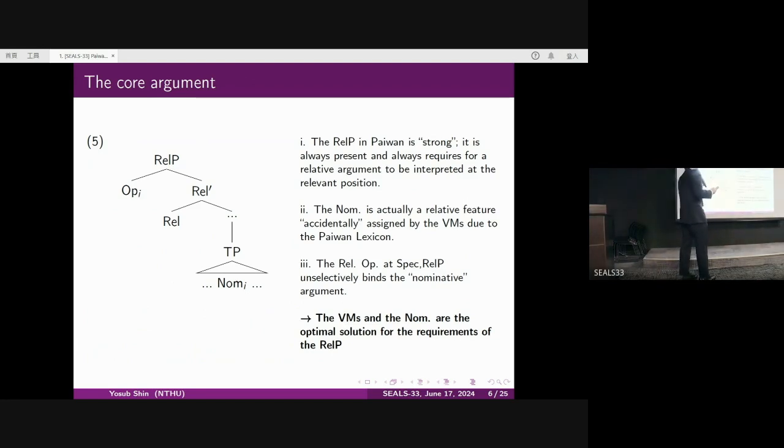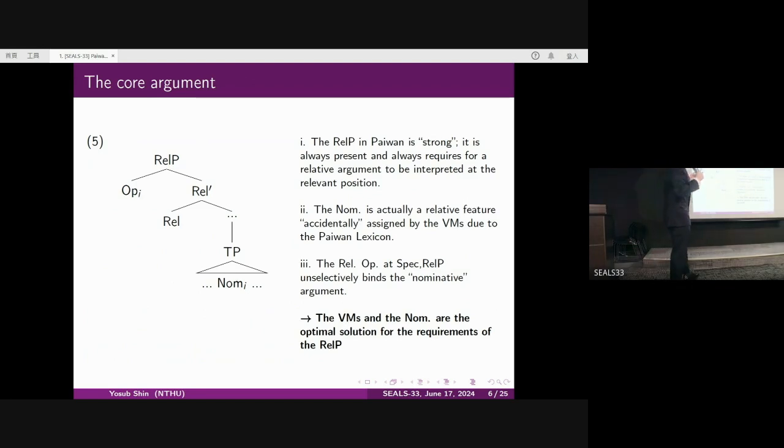My second argument is about the nominative case. I'm going to argue that the nominative case is actually a relative feature that is accidentally assigned by one of the voice markers to one of the arguments that we have in the VP layer, just like we have seen in the last slide. This is argument number 2.